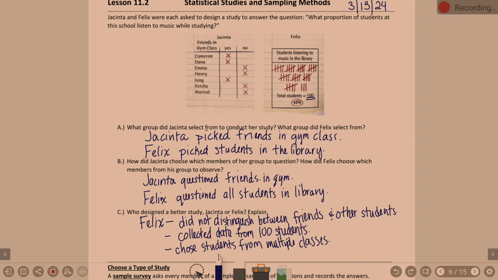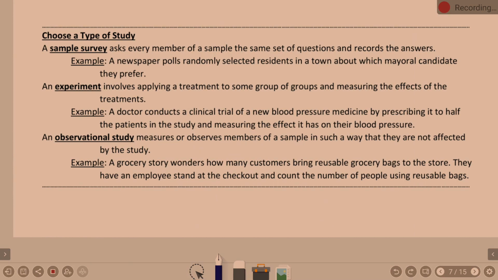Okay. So, leading us into statistical studies and sampling methods. At the bottom of this page, we have some definitions, yes? Okay, so as we get ready to go to the next page, we're going to be talking about 3 different types of studies, okay? And that's one of the things you're going to be expected to do, is be able to differentiate between these 3 types.